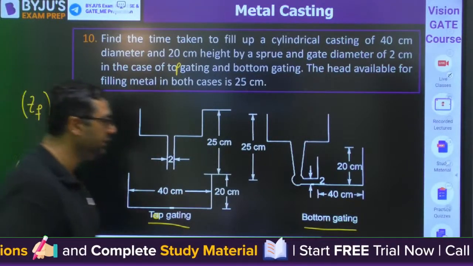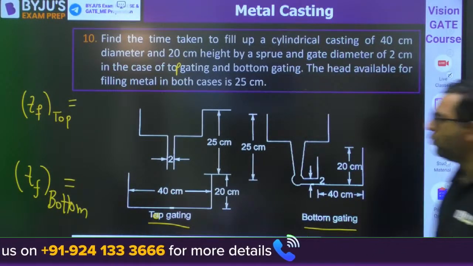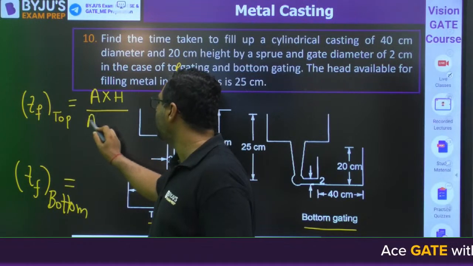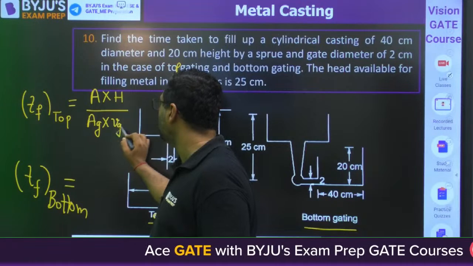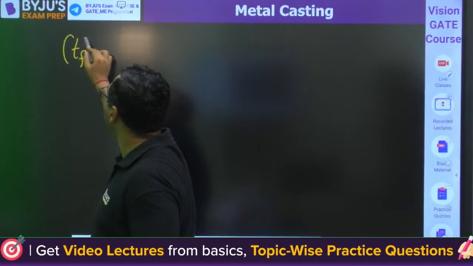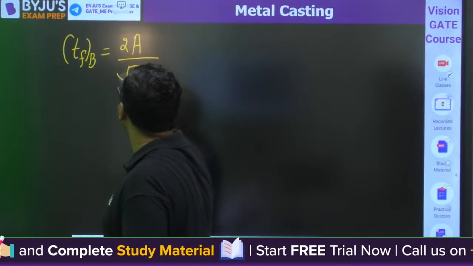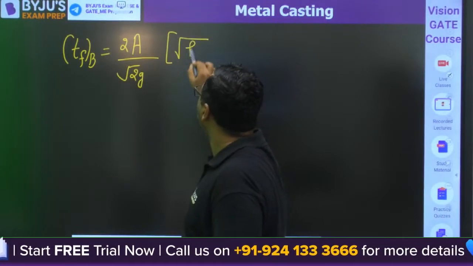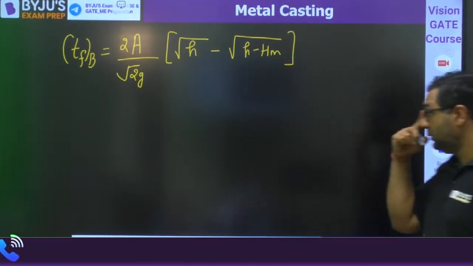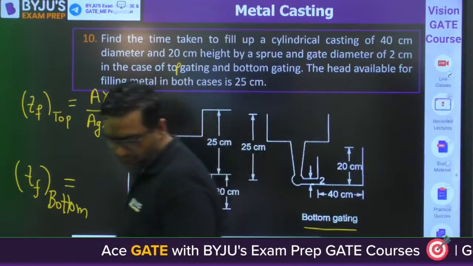Okay, so to solve this, you can see the data is given in front of you. The top gating system formula is area times height of the casting divided by in-gate area times velocity. This is for the top gating system. And for the bottom gating system, 1 by root 2g, 2 times A, root H minus root h. I have given you the formula, just try to solve it now.